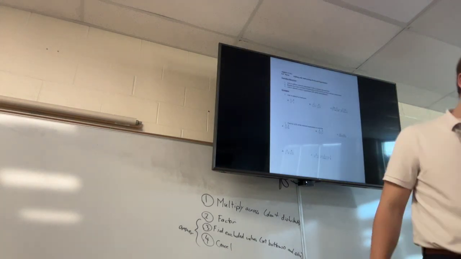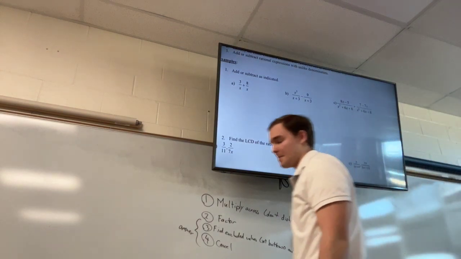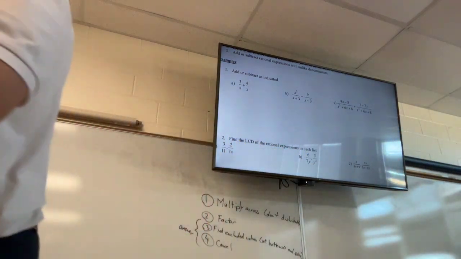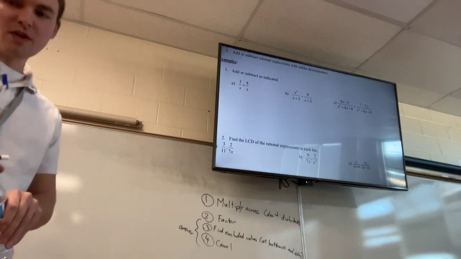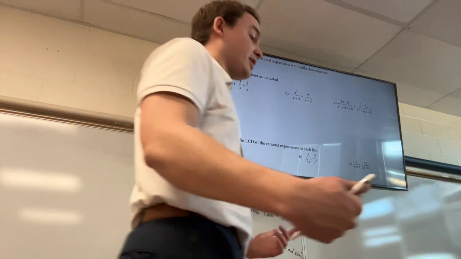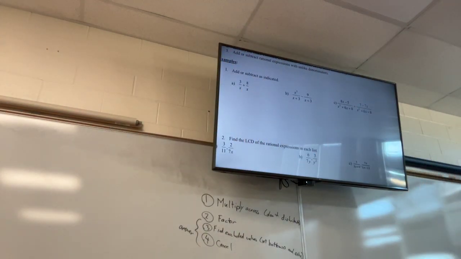Cool, okay. So that last section we talked about in 6.1 was all about multiplying and dividing rational expressions, right? They're fractions, so it was a lot like just multiplying and dividing fractions. It's just a little different because now there's x's in your fraction. So now we're going to talk about adding and subtracting rational expressions.